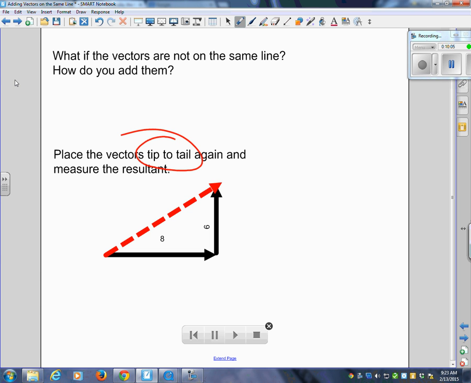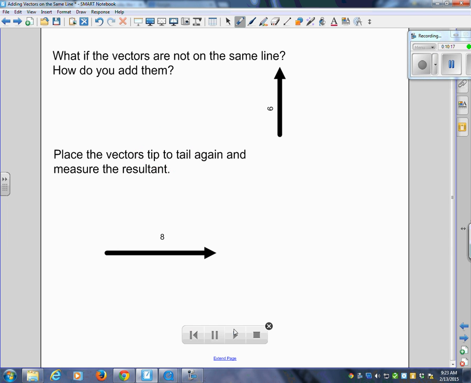Place the vectors tip to tail again and measure the result. How do you measure it? With your ruler, the one that's behind your ear or in your holster. Place the 8 and the 6 tip to tail, and if it's east and north, then like so. And then where's the resultant? Right there. How do you find out how long it is? Use your ruler.